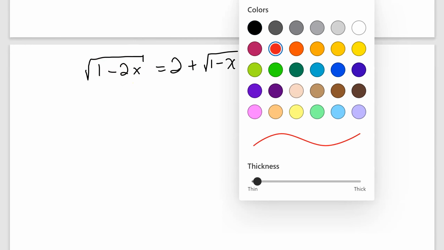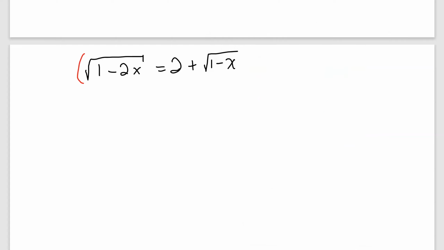I also want to look at a situation in which we have two radicals. Let's look at the square root of 1 minus 2x is equal to 2 plus the square root of 1 minus x. So we have two radicals here. On the left side, this radical is already isolated. So I can actually go ahead and raise both sides to the 2nd power.